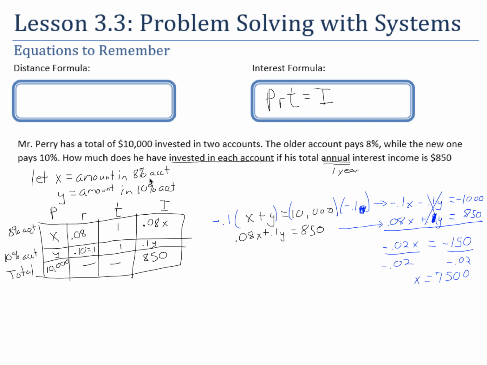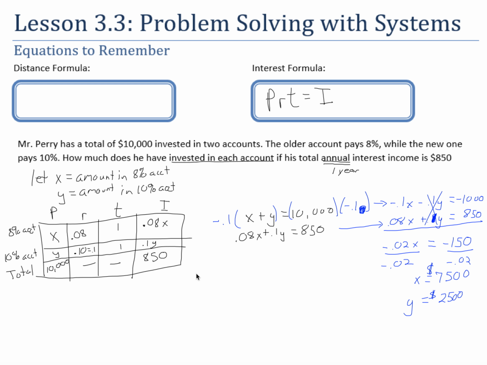That was the amount in the 8% account, and we can figure out y a couple different ways. They all actually mean the same thing, but if we took 7,500 and put it in the 8%, what's left to put in here? It's 2,500.